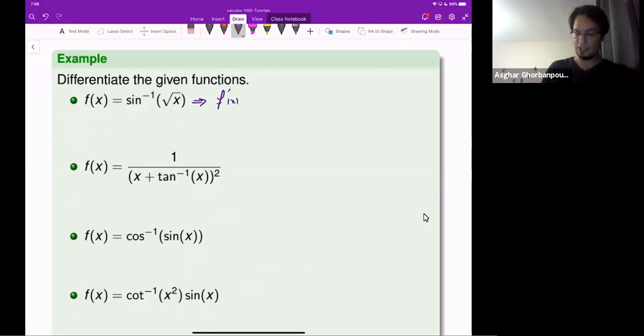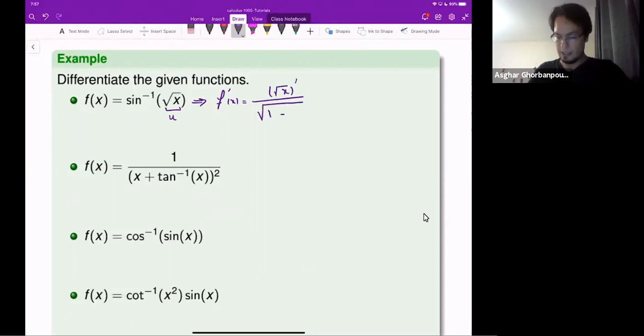Derivative of that function, remember, the derivative of sine inverse evaluated at a function, in this case, this is u, is u prime over root 1 minus u squared. Derivative of root x is 1 over 2 root x. And the denominator is 1 minus square root x squared, which is just x itself.